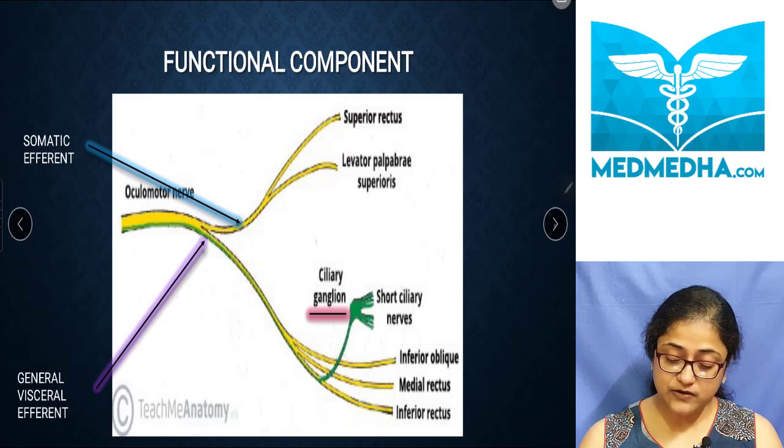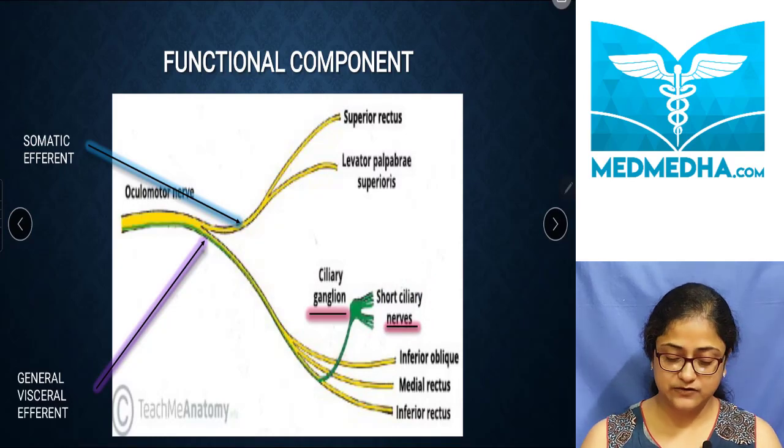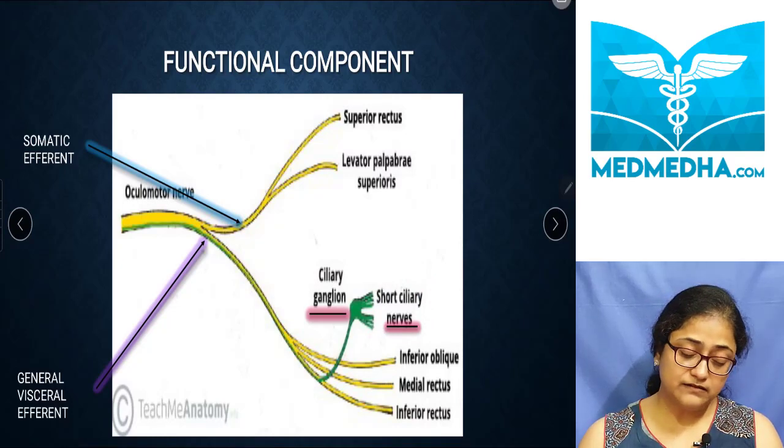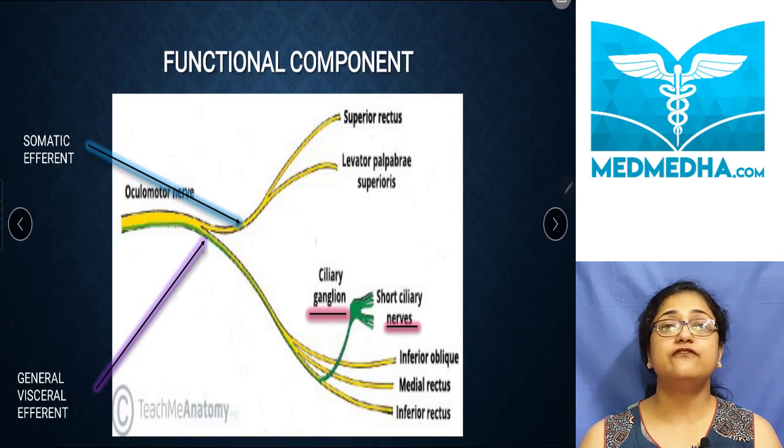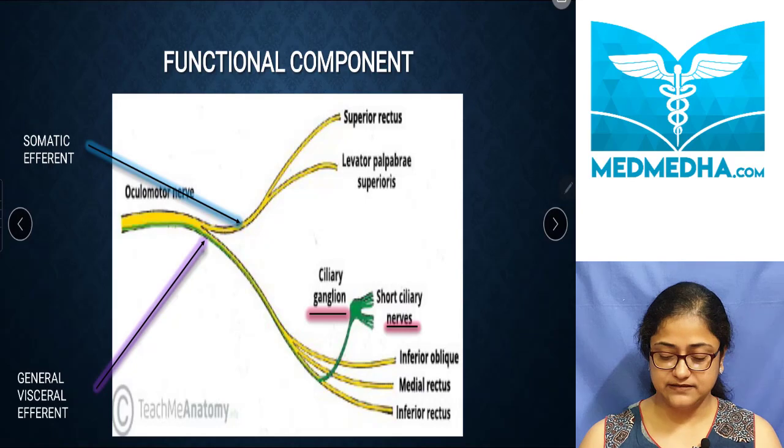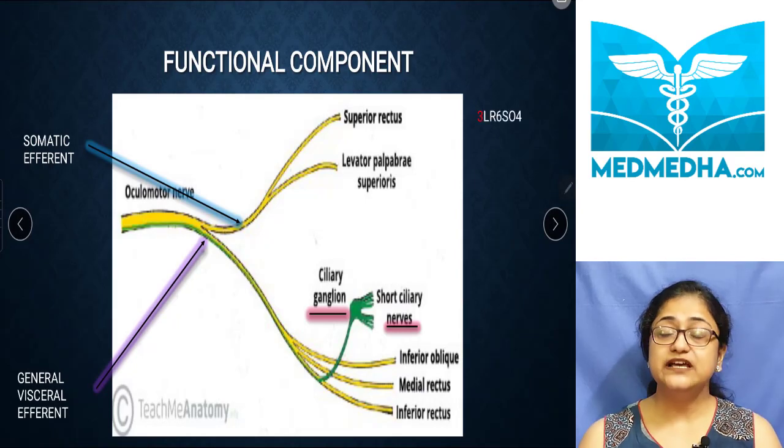The postganglionic fibers form a number of nerves known as the short ciliary nerves, and they come out. Regarding the somatic efferent, they will supply the extraocular muscles. As we know, there are 6 extraocular muscles, of which 4 are recti and 2 are oblique muscles. So what formula do the extraocular muscles follow? It follows 3LR6SO4. So 3 stands for the oculomotor nerve.